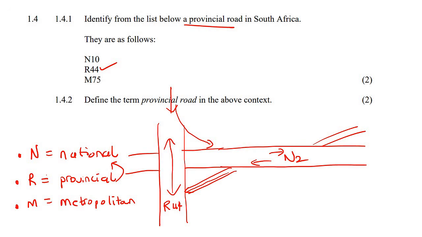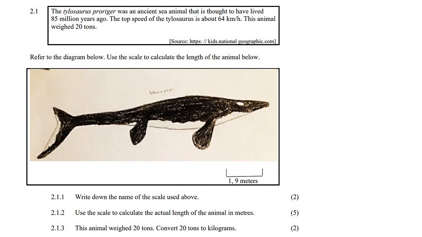So on the memo, they say that provincial roads act as feeders to national roads. The Tylosaurus was an ancient sea animal that is thought to have lived 85 million years ago. The top speed. Okay, none of this actually makes any sense. We don't need to know any of this nonsense. If you're interested, go ahead, but you'll see it's not going to really affect the questions.